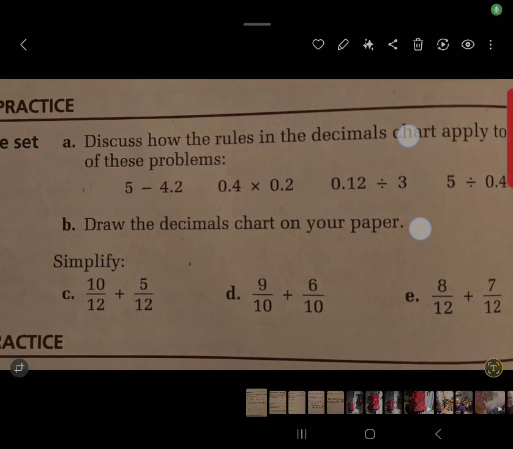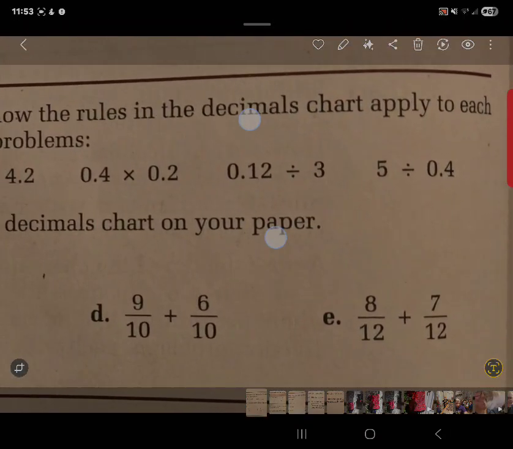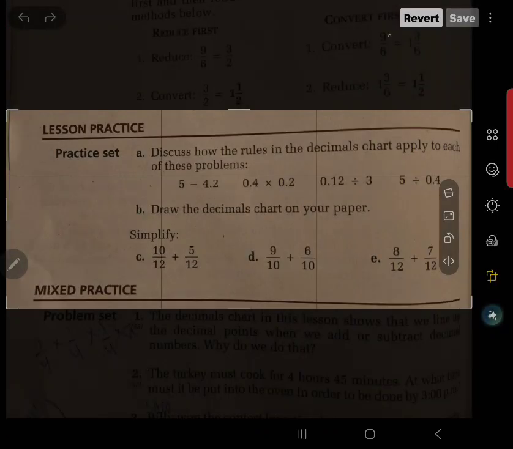Go on to question D, simplifying fractions, okay? Let me grab a pen here. Let's use that color right there. All right, so I'm going to zoom in a little bit. All right, so question D says 9/10 plus 6/10.